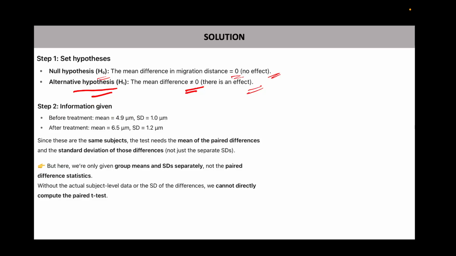Now, the information given is that before treatment, the mean value is 4.9 micrometer with a standard deviation of 1 micrometer. After treatment, the migration mean is 6.5 micrometer with a standard deviation of 1.2 micrometer. Because these have the same subjects, the test needs the mean of paired differences and the standard deviation of those differences, not just separate standard deviations.